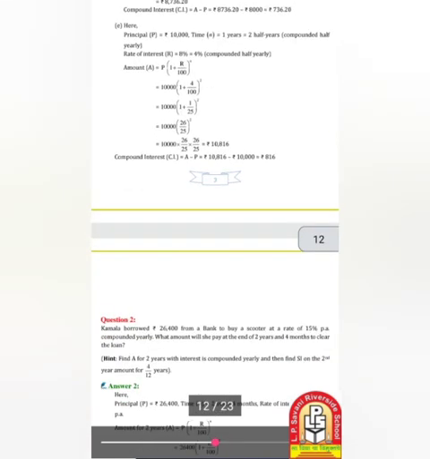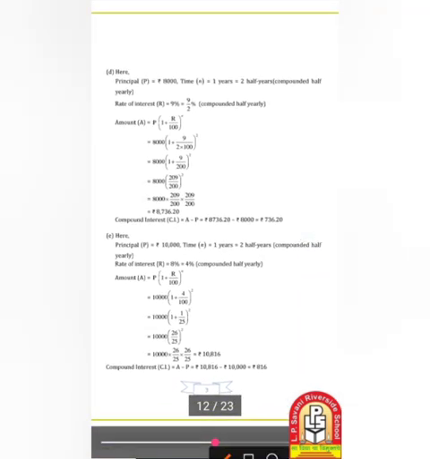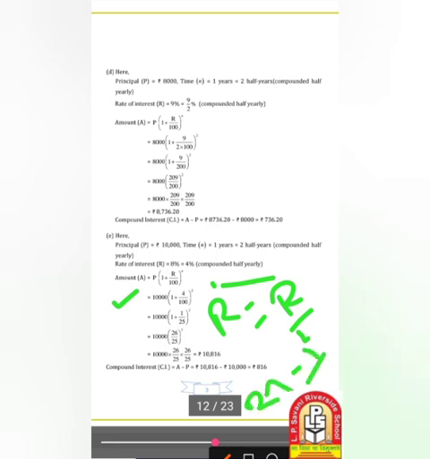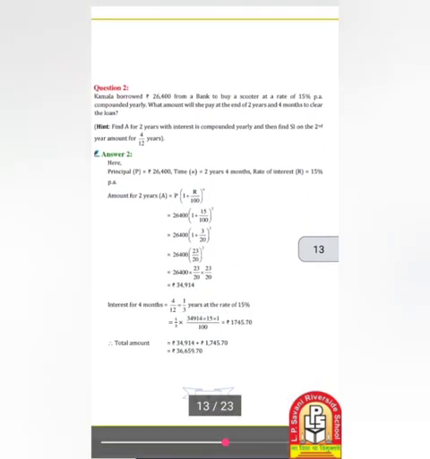In this way you can solve any examples like this. Here we have to revise and focus only on half yearly and full yearly. In the half yearly case we know the formula A is equal to P into 1 plus R by 100 raised to n. We just put R by 2 in place of R and 2n in place of n. That is the difference between half yearly and full yearly.